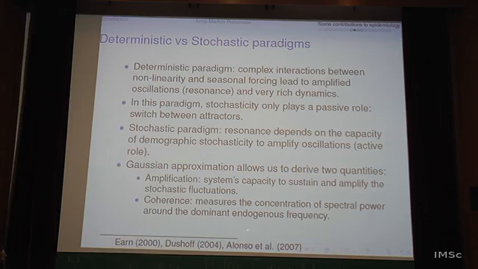And so in 2007, Alonso and colleagues looked at the Gaussian approximation to derive some quantities regarding the stochastic process. The first one is amplification, so the system's capacity to sustain and amplify the stochastic fluctuations. And coherence, which measures the concentration of spectral power around the dominant endogenous frequency. So coherence is how regular your epidemic will be, and amplification is how high they will be.